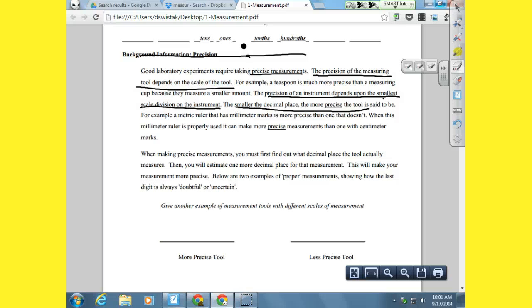So now I got to fill in this blank down here at the bottom. Two examples of proper measurements showing how the last digit is always doubtful or uncertain. Measurement tools with different scales of measurements. I'm going to say truck scale, which is like what you see along the highway, that's used for measuring the weight of trucks. And then I'm going to say bathroom scale, or more precise, because that kind of helps you out. Rulers work, graduated cylinders work, but we might have to have some pictures that go along with that. So that's kind of a nice, easy example that I think most people can identify with here.